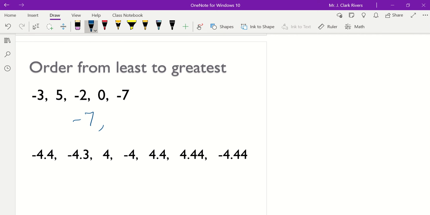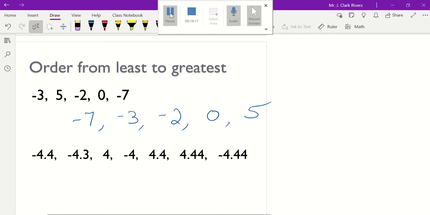What's the next least number out of that group? Negative 3. Negative 3. What's next? Negative 2. Negative 2. What's next? 0. 0 and 5. There we go. So now do the same thing, but do it with this list down below. Order them from least to greatest.